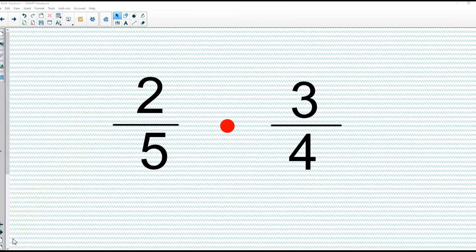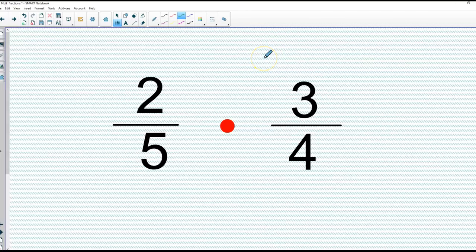Okay, so let me break this down a little bit for you so that we know what we're doing. Let's look at this first problem. It says 2/5 times 3/4. And don't forget that this dot here also means multiplication. I think you will find as you go through middle school and high school math, we move away from using the X a lot and we end up using the dot. So don't forget, this also means multiplication. Don't let that throw you.